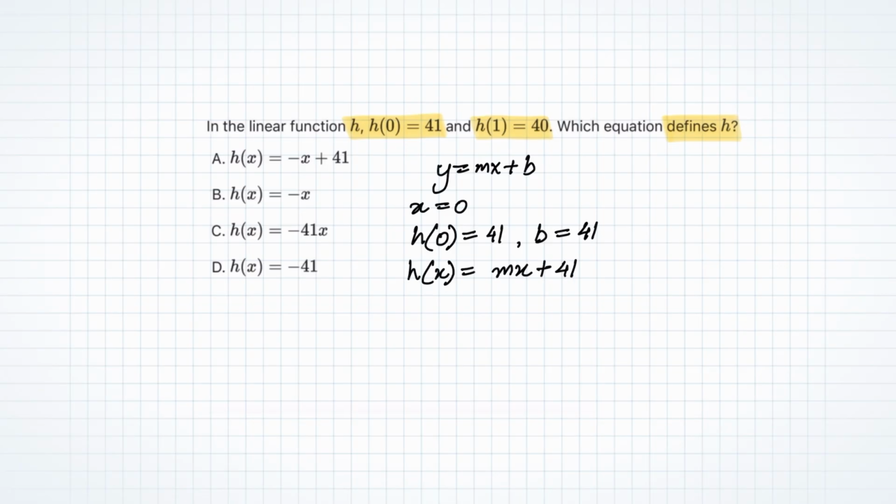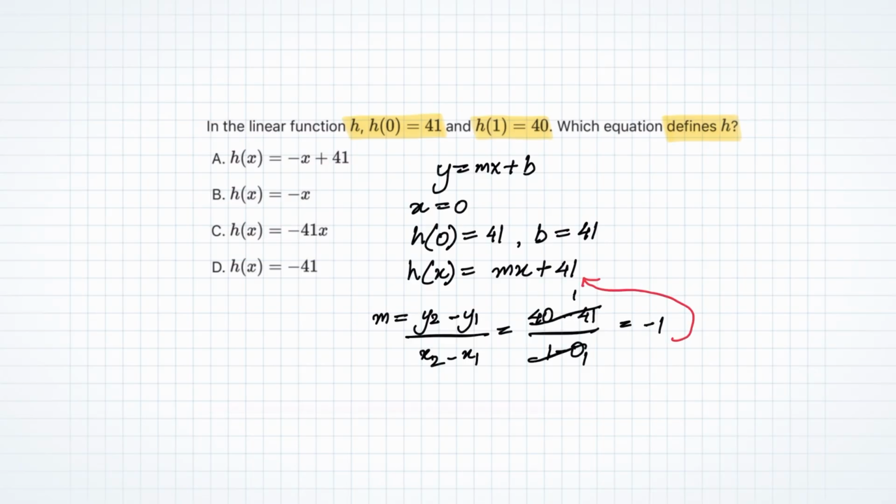Now we need to find the slope m. The slope formula is m equals y2 minus y1 over x2 minus x1. So here, m equals 40 minus 41 divided by 1 minus 0. That's negative 1 divided by 1, which gives negative 1. Now substitute it back. h of x equals negative x plus 41. So the correct answer is option A. h of x equals negative x plus 41.